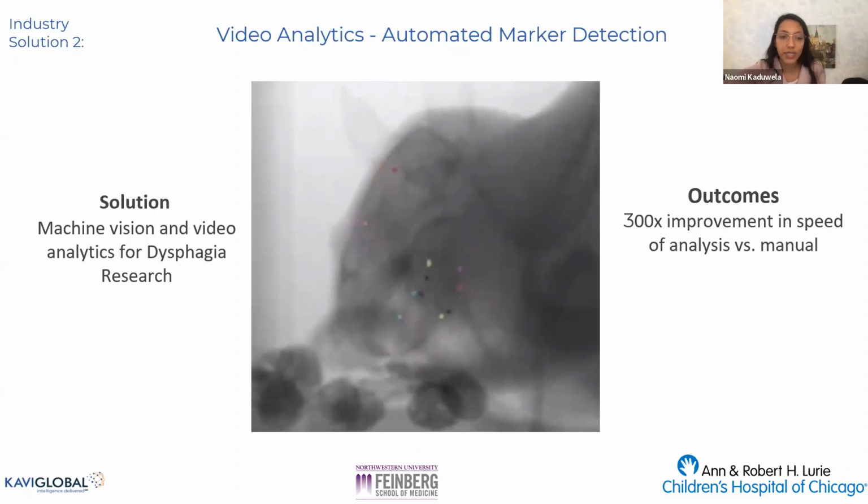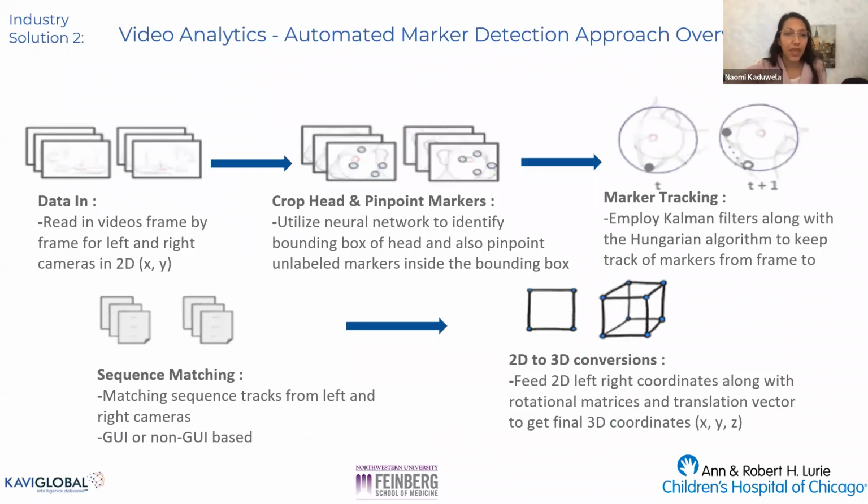The team that worked on this was able to drive 300 times improvement compared to the manual process of video analytics encoding that those researchers were doing. And a quick overview of the algorithm approach here in 5 steps: it reads the data in frame by frame. So it's a video, so each frame is a snapshot as an image. It reads it in. As you can imagine, there's a lot of movement.